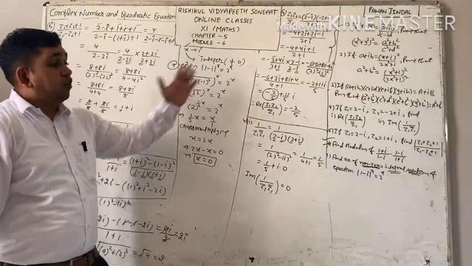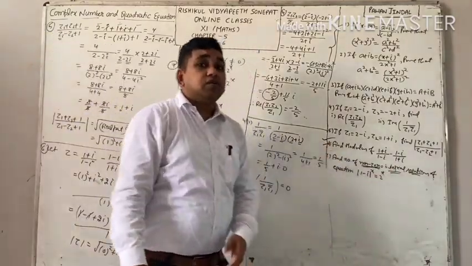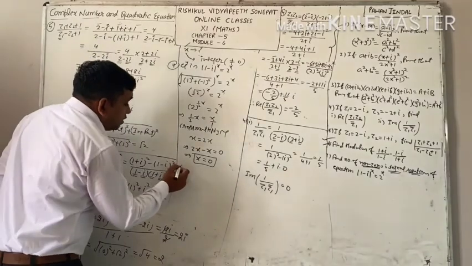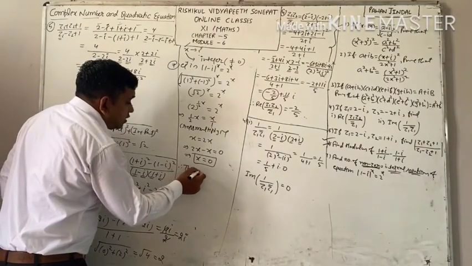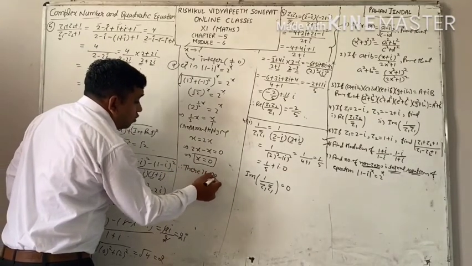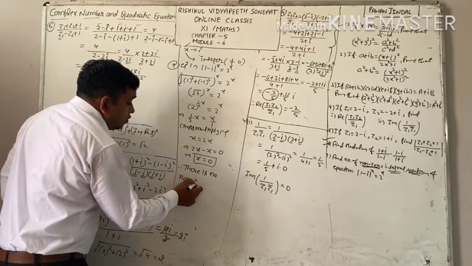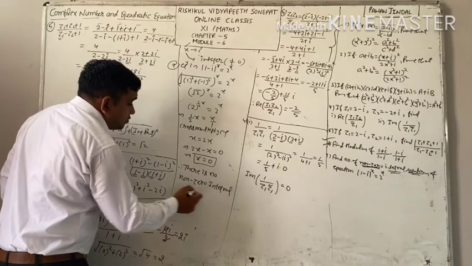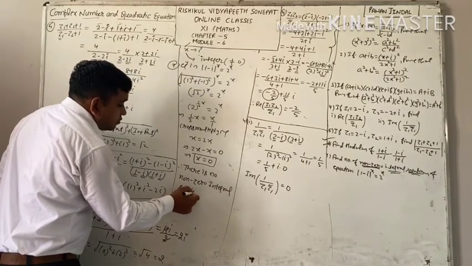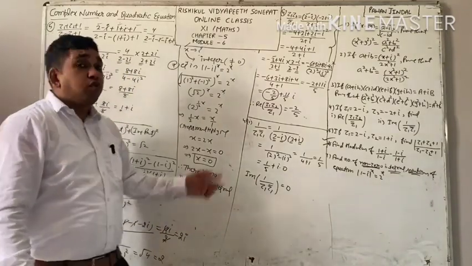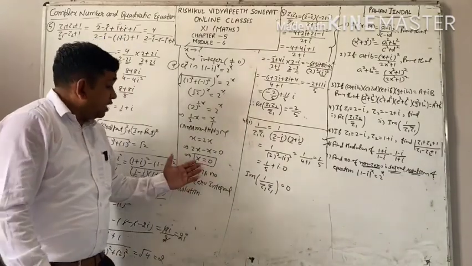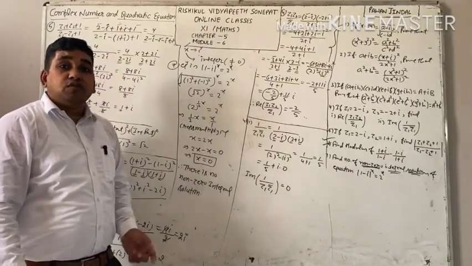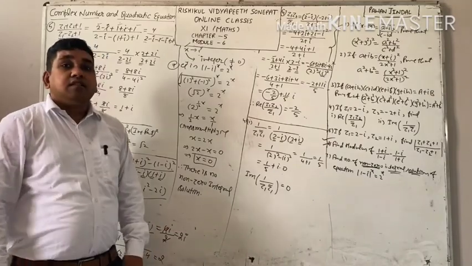But the question is asking for non-zero integral solutions. Therefore you will write: therefore there is no non-zero integral solution. Right? Because he is asking for a non-zero integral solution, we have a solution but it is equal to 0. Right? Thank you.